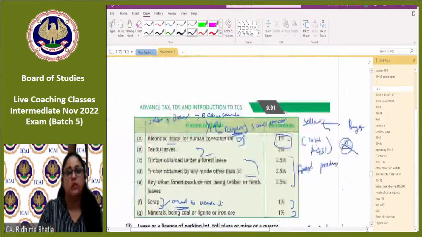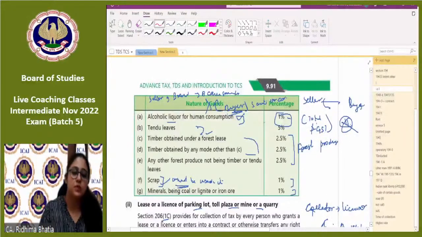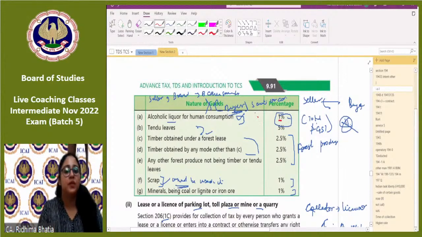Yeah. So in this case, when we're talking about 206C subsection 1, simple. Twice the rate would be 2%. If no PAN is provided, the TCS would be collected at the rate of 5%. यहाँ पे टेंडू लीज के केस में TCS would be collected at the rate of 10%, because twice the rate or 5%, whichever is higher.